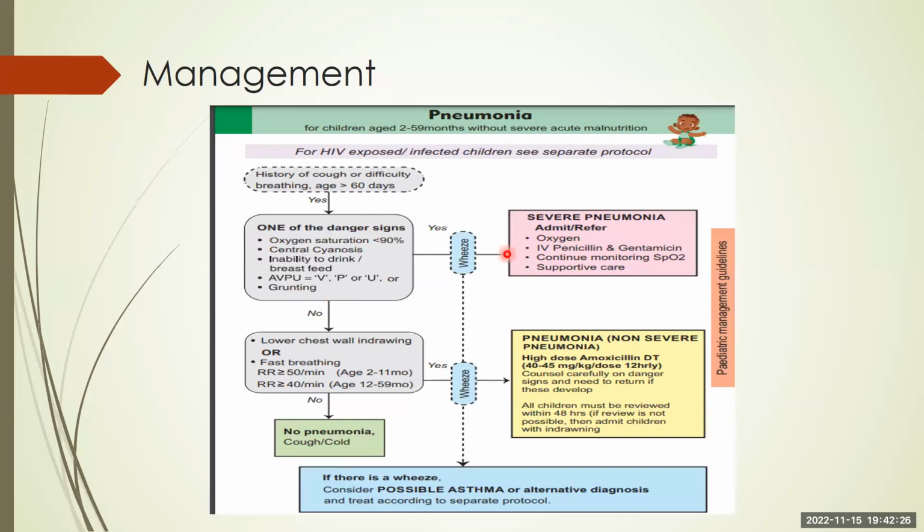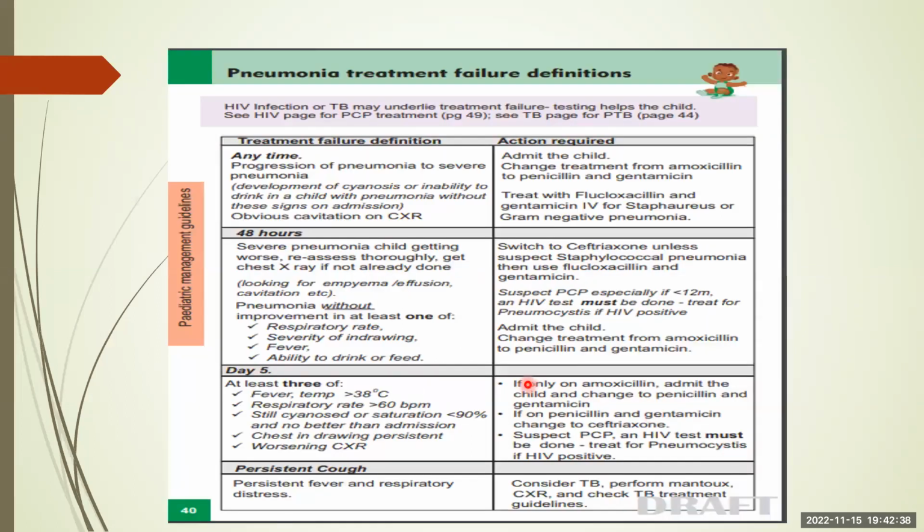And if these symptoms present with a wheeze, that might be asthma, and it should be treated as per the asthma protocol. It's a different treatment plan. If there is treatment failure, so if a patient came with non-severe pneumonia, then progressed to severe pneumonia, you should admit the child, then change the treatment from amoxicillin, which was treating the non-severe pneumonia, to penicillin and gentamicin.